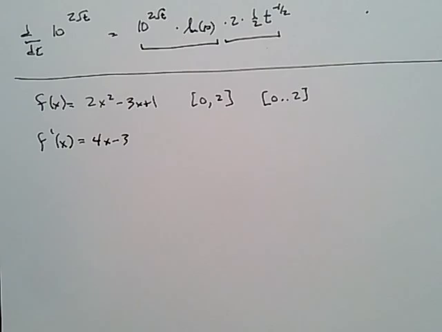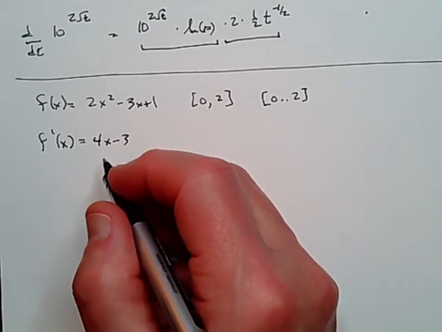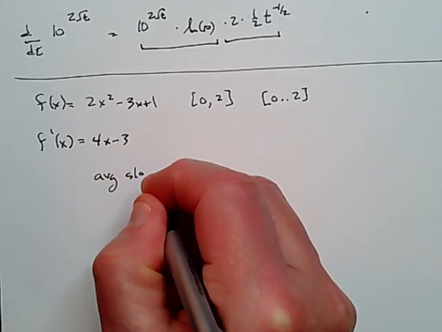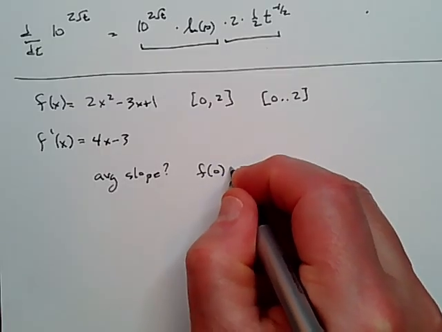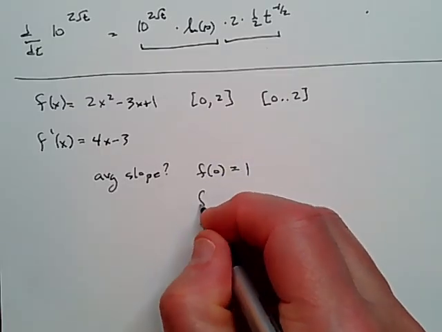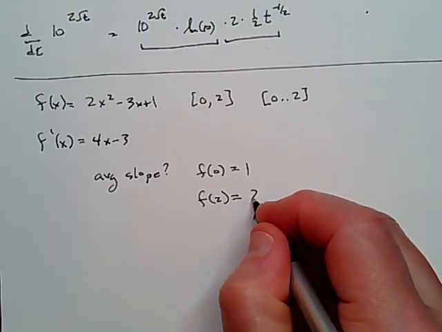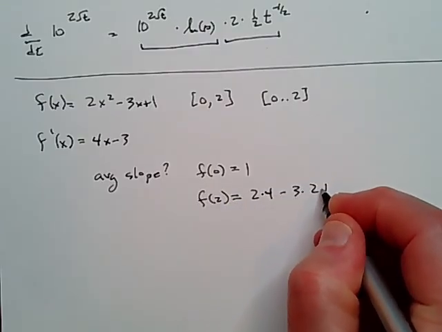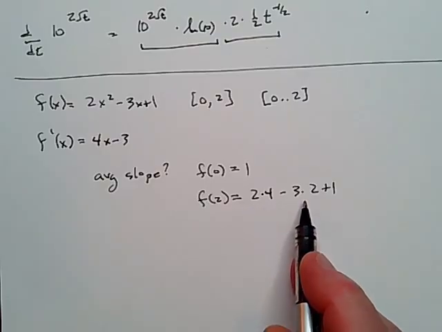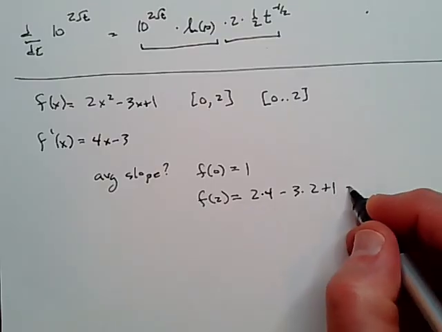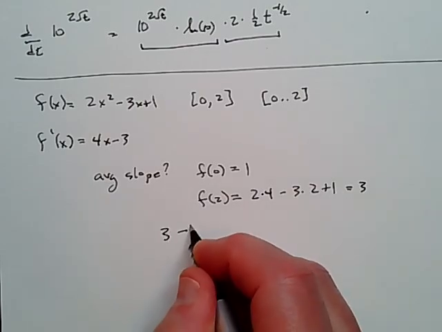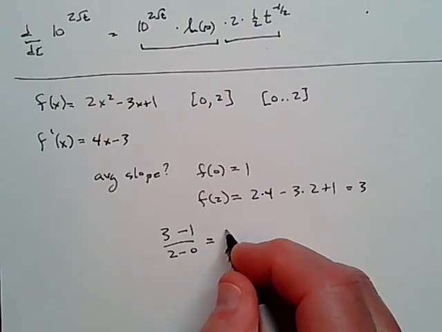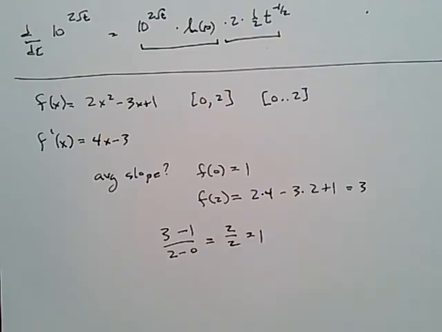Okay. Now they say find all numbers c that satisfy the conclusion of the mean value theorem. So I have to figure out what the average slope is. I've got to find f of 0 and f of 2. f of 0 is obviously 1. How about f of 2? 2 times 4 minus 3 times 2 plus 1. So that's 8 minus 6 makes 2, and add 1 makes 3. So the average slope is 3 minus 1 over 2 minus 0, so that's 2 over 2, which is 1. So that's the average slope.